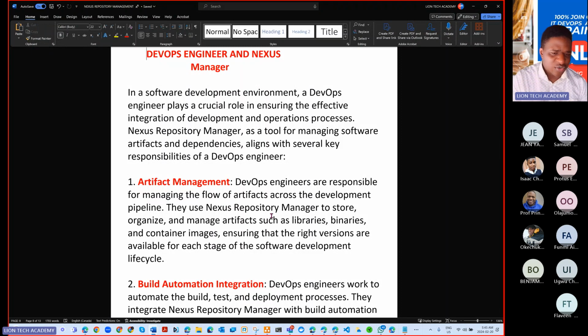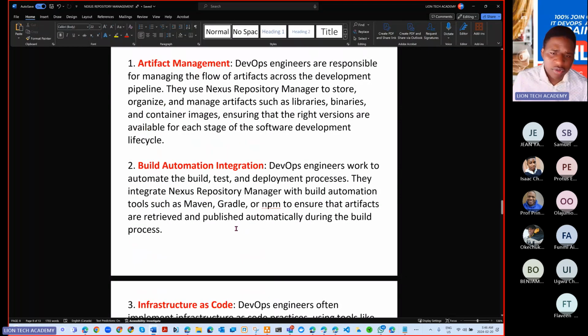So important, right? That is quite self-explanatory. So we are responsible for artifact management, and this is why, as a DevOps engineer, you must have a good understanding of Nexus. Okay, build automation integration. Of course, Nexus is going to integrate with Maven. After the artifact is built, like we just saw in our diagram, we need to be able to push the artifact into Nexus. So what we're looking at here is build automation integration.